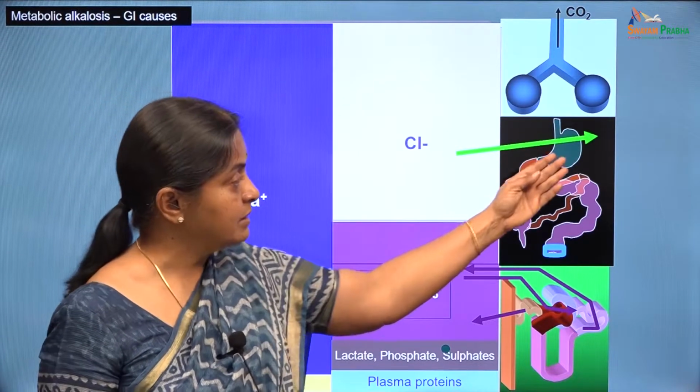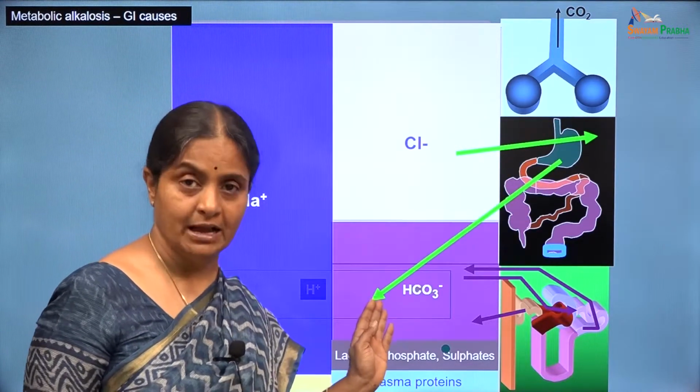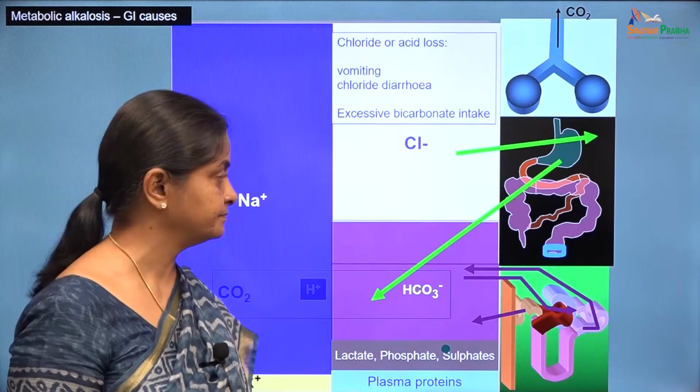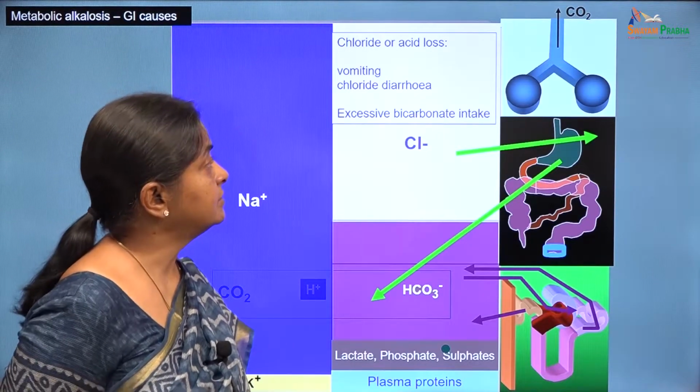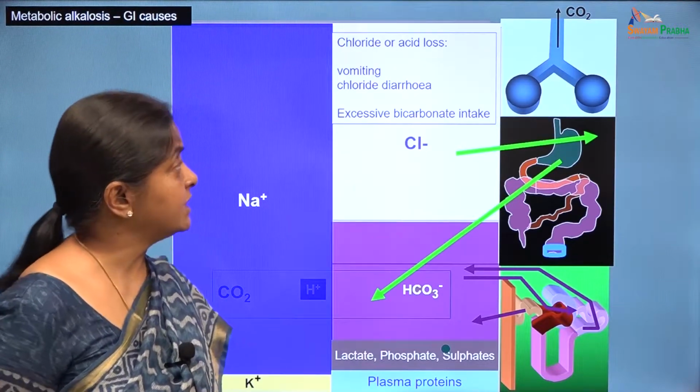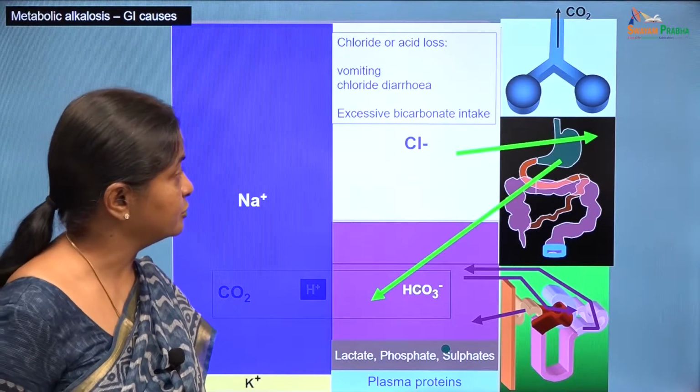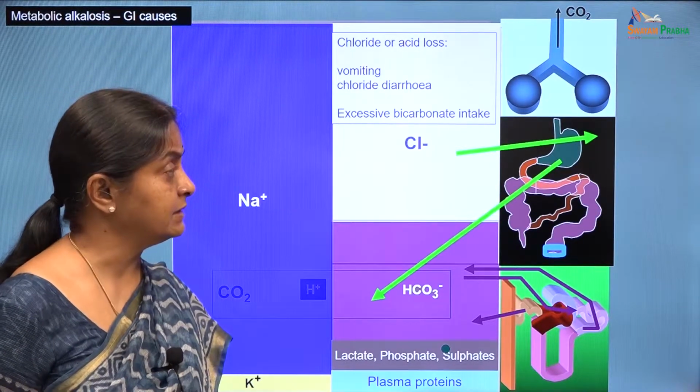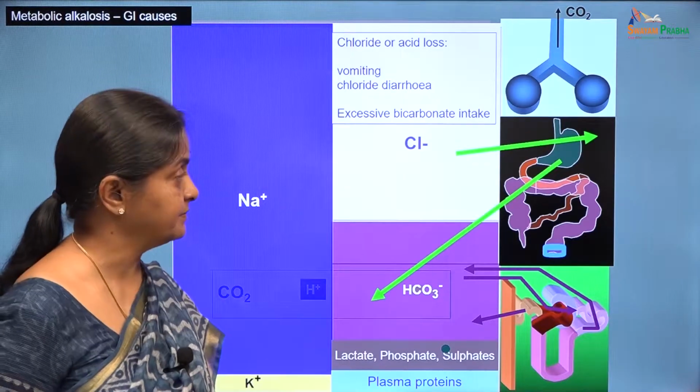There can also be an excess intake of bicarbonate per se. So these are gastrointestinal causes of metabolic alkalosis: vomiting, chloride diarrhea, and excessive bicarbonate intake.